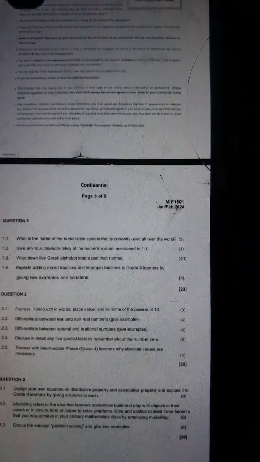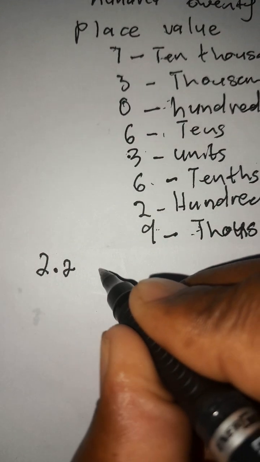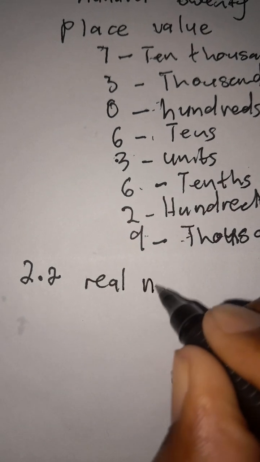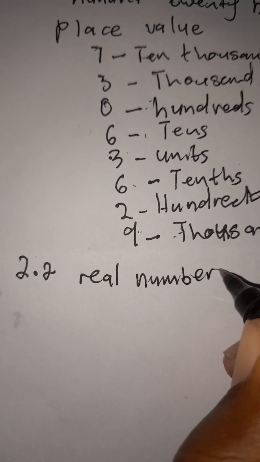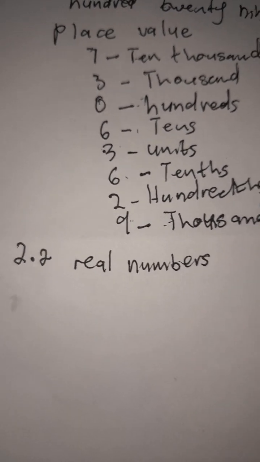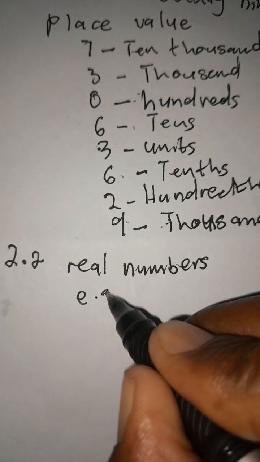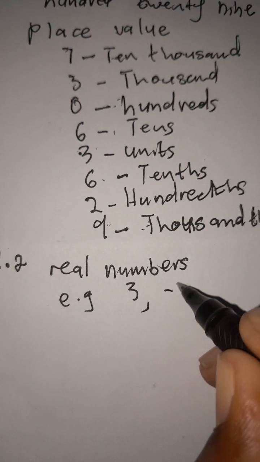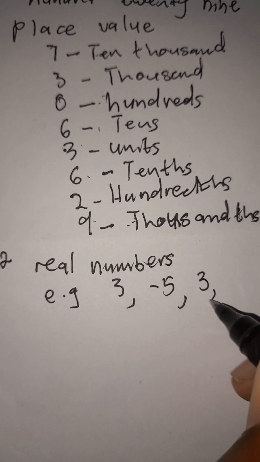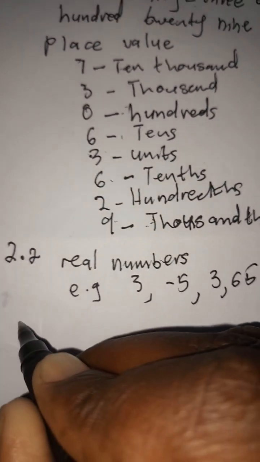Then what about non-real numbers? 2.2.2. Non-real numbers do not exist. For example, the square root of a negative number, which is equivalent to imaginary. That doesn't exist, guys, right? Let me put that into practice. For real numbers, just as I've explained, I hope you have listened well. We said it includes all numbers on a number line, e.g. 3. You can have -5, 3.65 as examples.